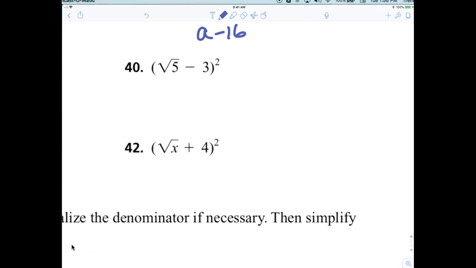Listen, if you want a good laugh, here you go. 14 minus 6 radical 5. Yeah. No. All right. Zoe, hold it. Don't erase it yet.